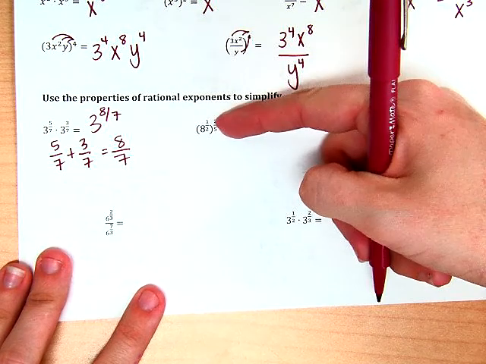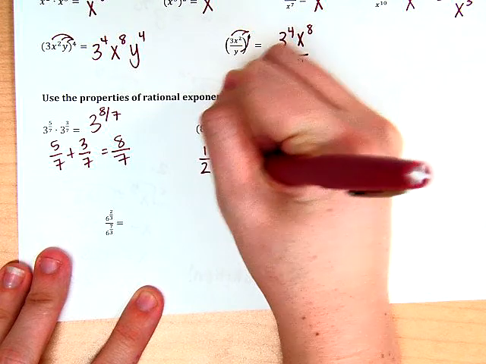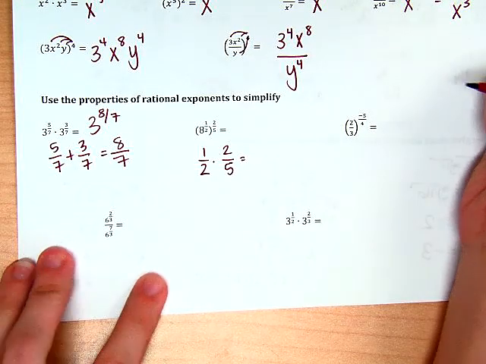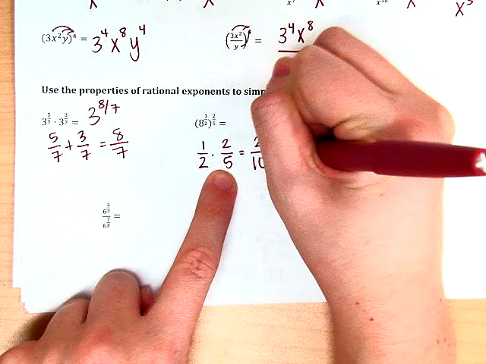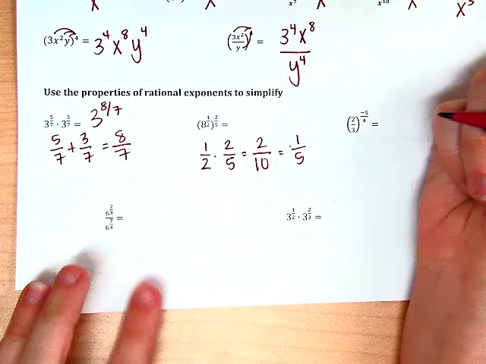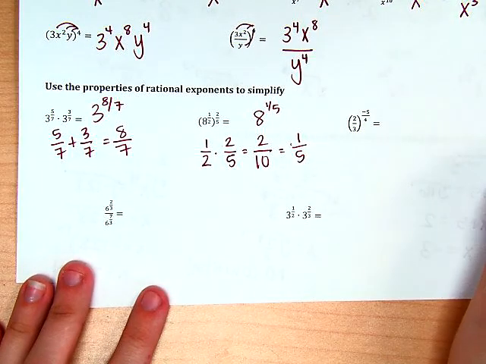When I take a power to a power, I'm multiplying. So when I multiply 1/2 times 2/5, back in 6th grade, you multiply the top and you get 2. You multiply the bottom and you get 10. Then I'm going to simplify and get 1/5. So I really have 8 to the power of 1/5.